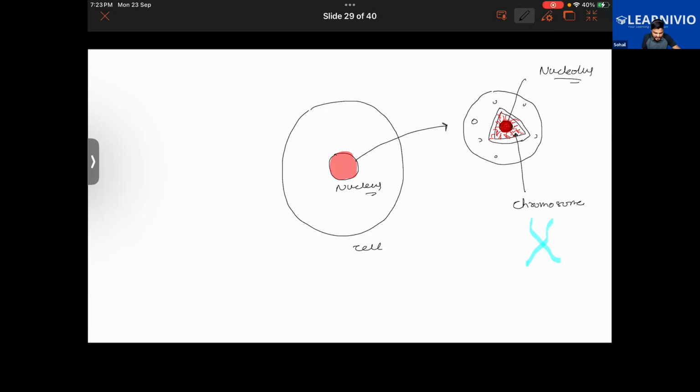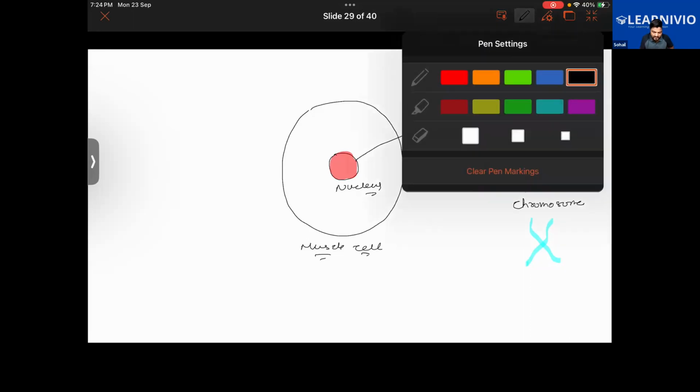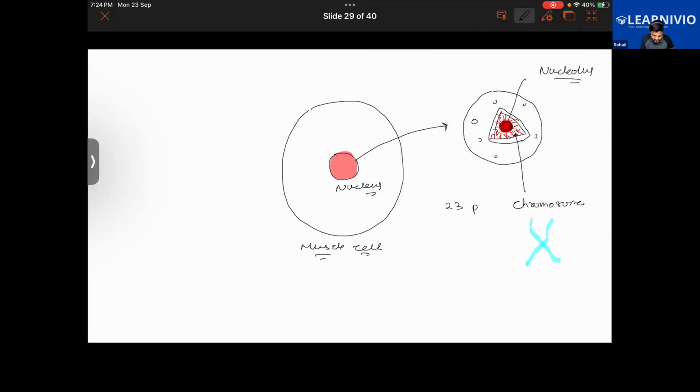So say I had taken a muscle cell, a cell out of the muscles. So in the muscle cells, what will I find? I will find exactly 23 pairs of these chromosomes, or basically 46 in number. So whether I look at the cell of the muscle, the bone, the hair, or any organ in the body, the number of chromosomes in them will be 46. Getting it, everyone?